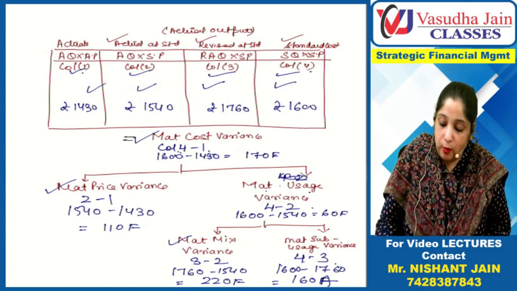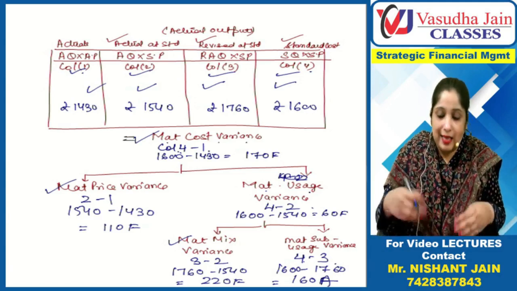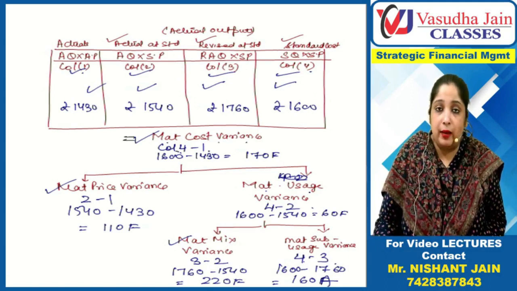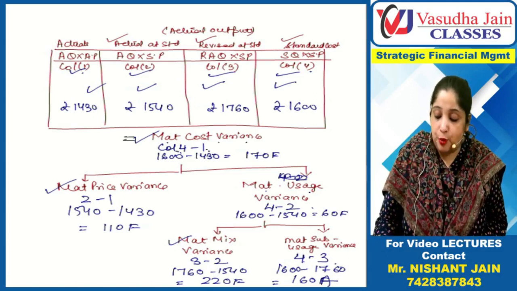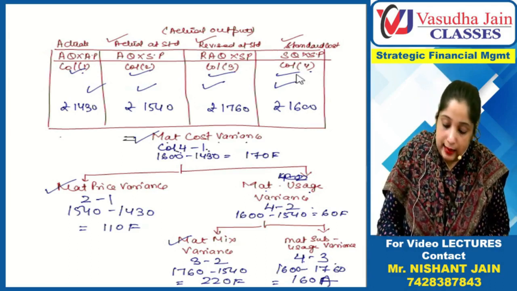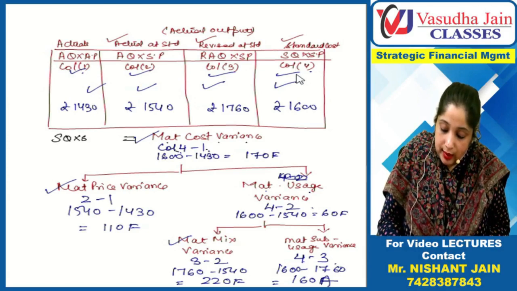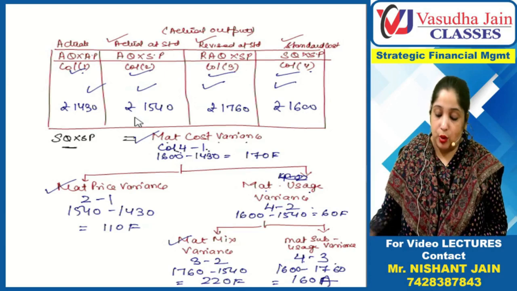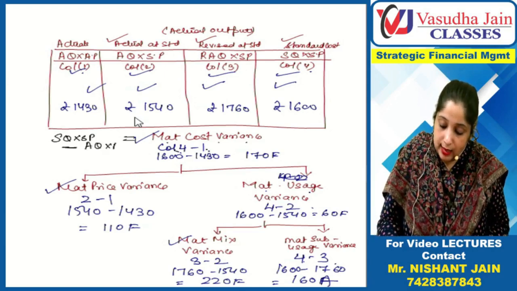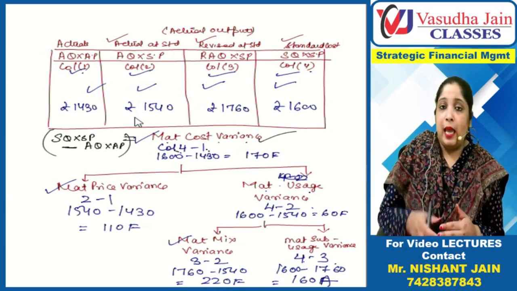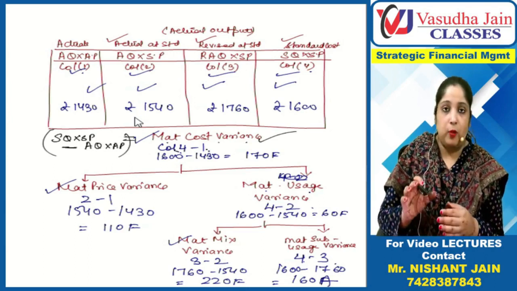Ma'am, is there any formula of material cost variance? The answer is yes, there is a formula. You can see column number 1 has to be subtracted from column number 4. What is column number 4? It is standard quantity into standard price, minus, what is column number 1? Actual quantity into actual price. This is the formula for material cost variance. Many students have done it at inter level with these formulas.